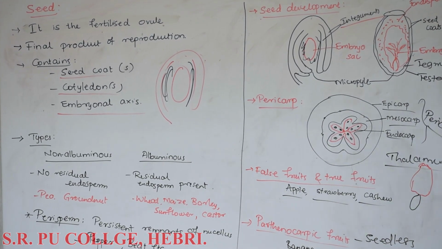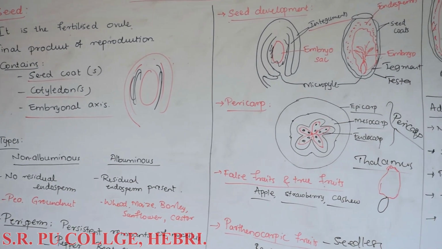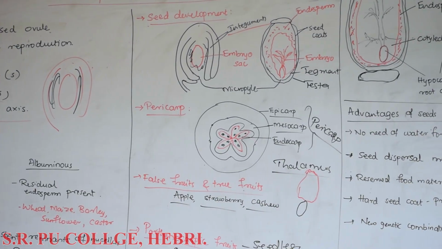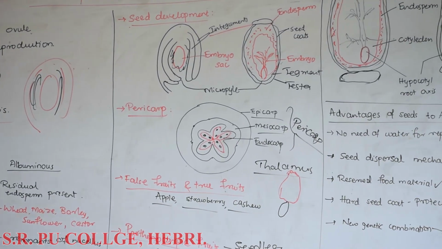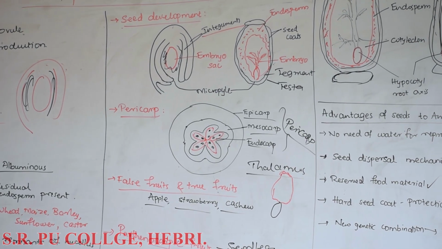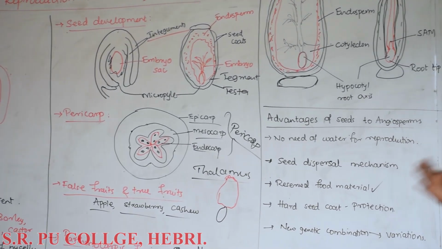Other aspects: how does seed development take place? Fruit development, false fruits and true fruits we have seen. Parthenocarpic fruit, the development of parthenocarpic fruit naturally or artificially by making use of different plant hormones. And then we have discussed the advantages of seed setting or seed production in angiosperms. So this is regarding today's session.